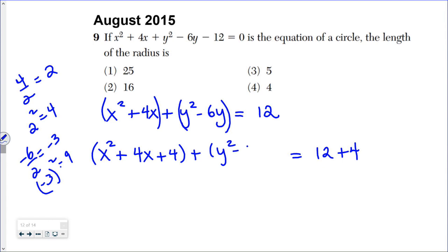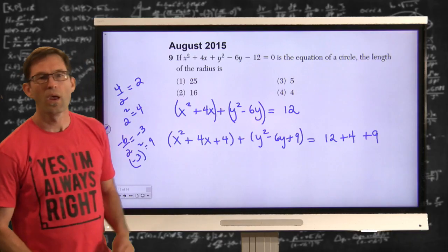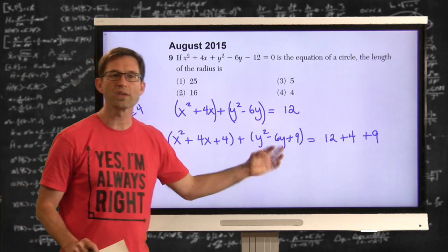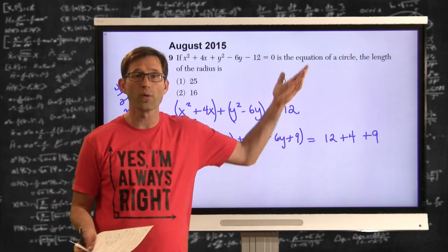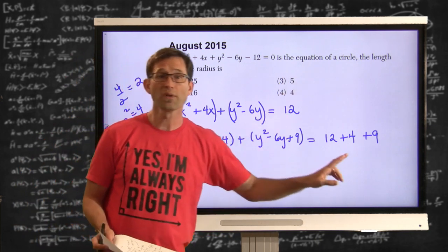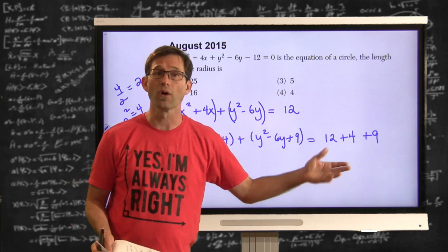So I'm going to get y squared minus 6y plus 9, and plus 9. Now just break out for a second here. I could then take these two things and factor them, and that would help me find the center of the circle. I'm going to do that even though it has nothing to do with the problem. Ultimately speaking, it's all about the numbers over here, okay?